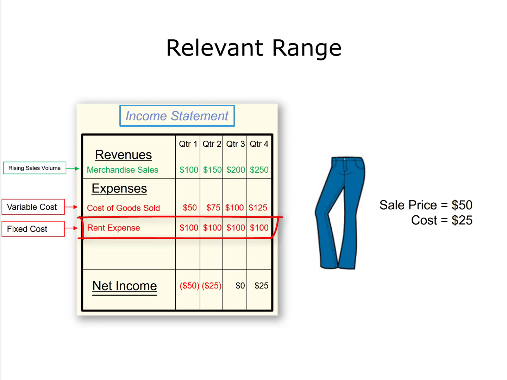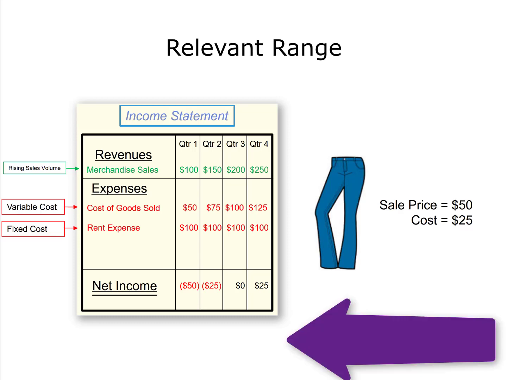Because this cost does not change as the volume of jeans sales changes, it's considered a fixed cost, because changes in sales volume do not affect the cost. Whether she sells 0 jeans or 50 jeans, rent will still be $100.